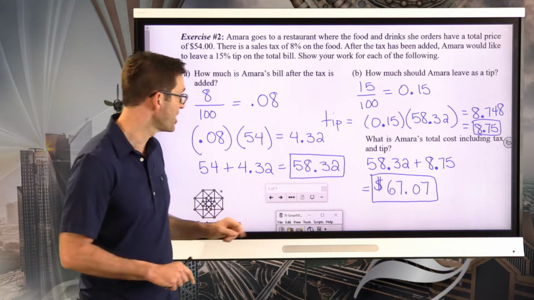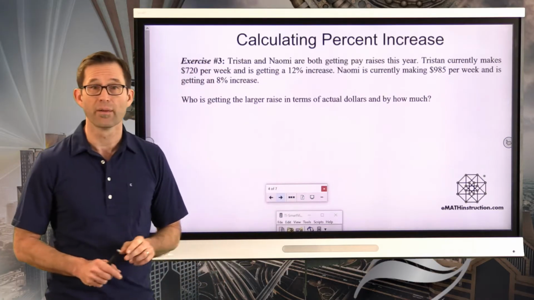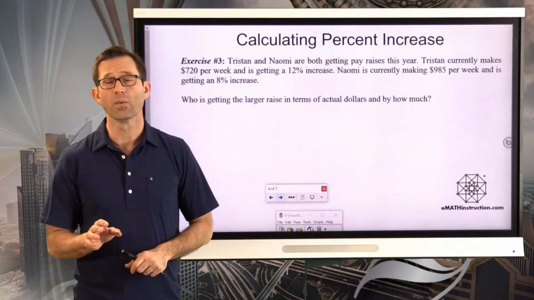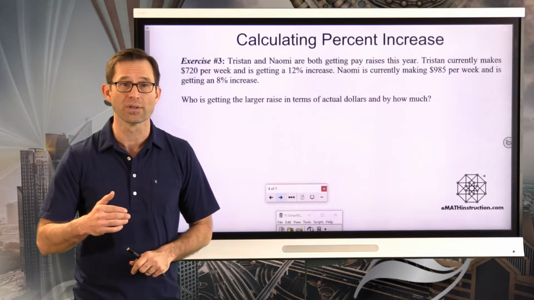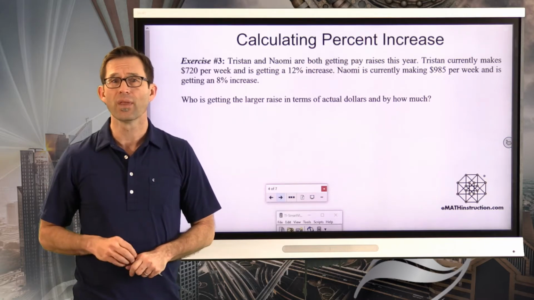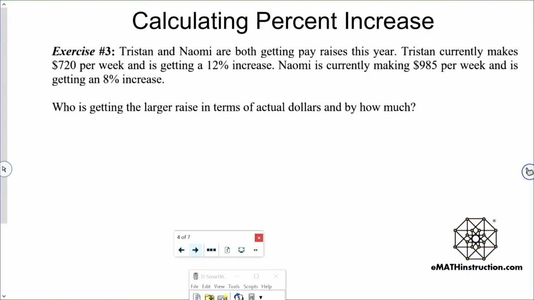All right, let's keep working with this idea and using our calculator to calculate percents. So one of the places that we see a lot of percent work is you'll see something called percent increase and percent decrease. All right, let's take a look at that in exercise number 3. Tristan and Naomi are both getting pay raises this year. Tristan currently makes $720 per week and is getting a 12% increase. Naomi is currently making $985 per week and is getting an 8% increase. Who is getting the larger raise in terms of actual dollars, and by how much?